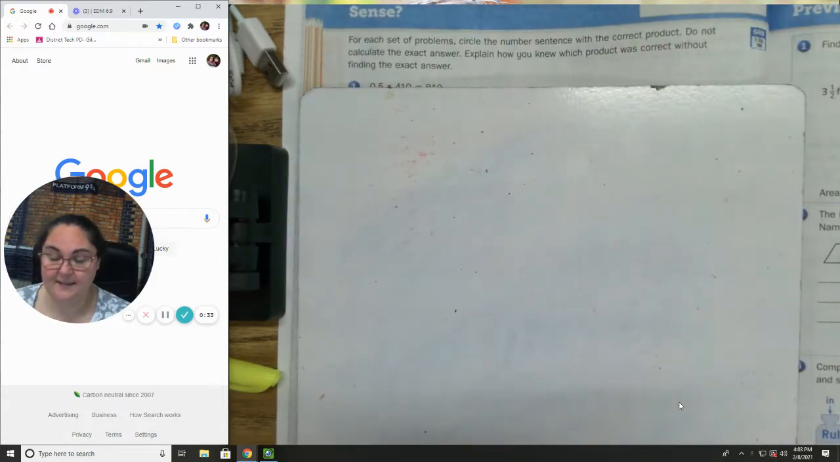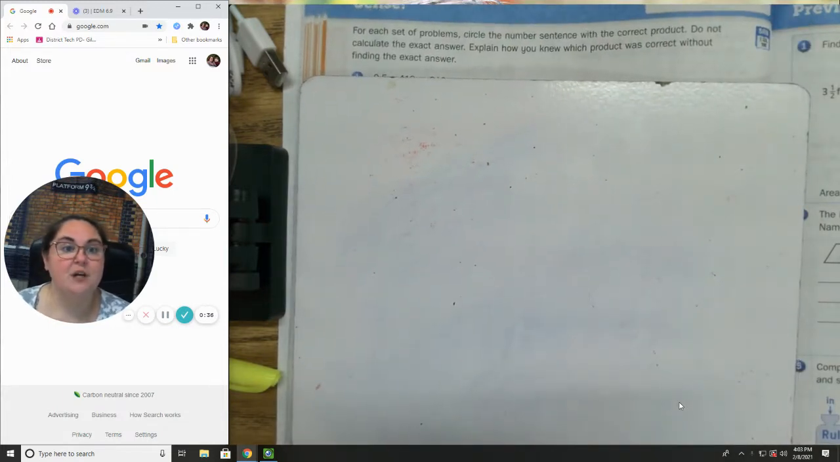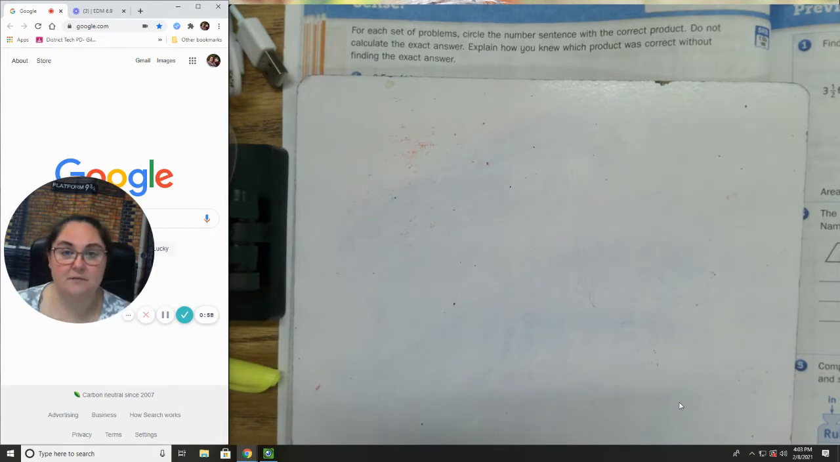So the directions say, for each set of problems, circle the number sentence that is correct. Do not calculate the answer. Did I say to do the math? No. Do not calculate the answer. And then you need to explain which product was correct without finding the correct answer. Okay, so you have to think through these problems and use your estimation to help you, and then explain your thinking. Okay, so here we go.